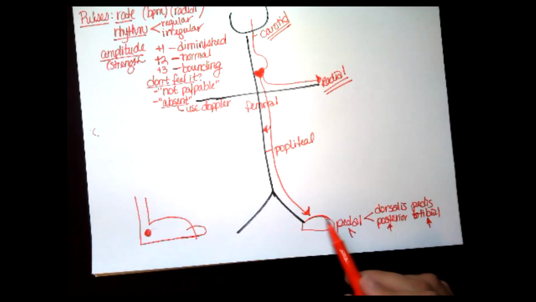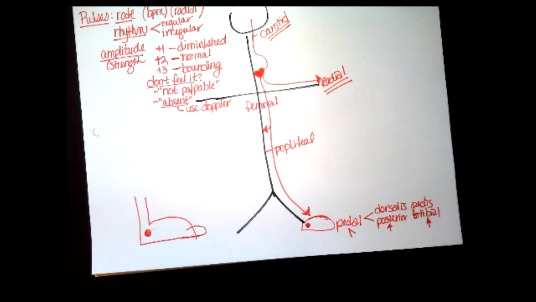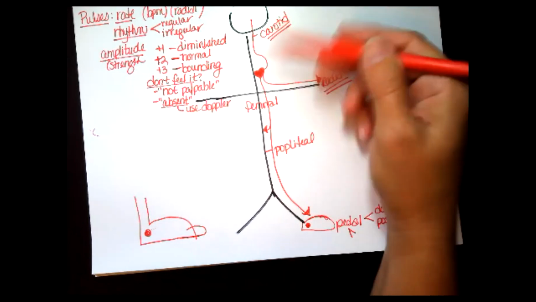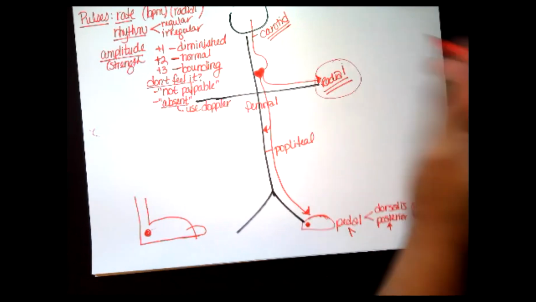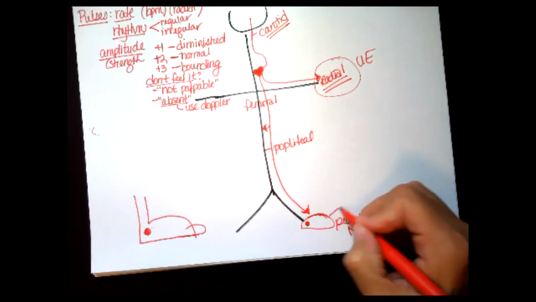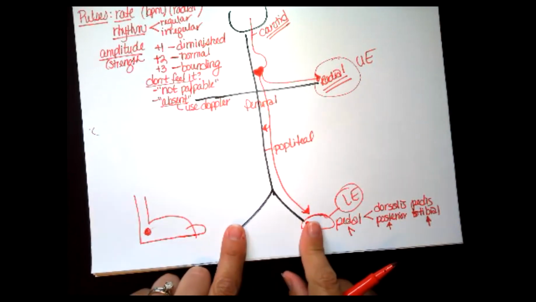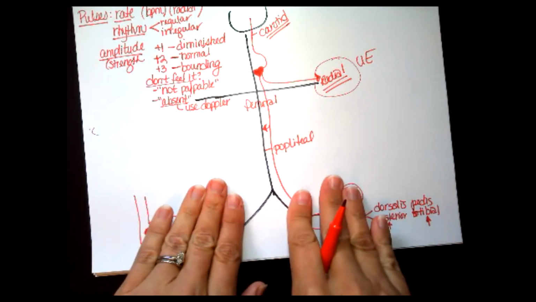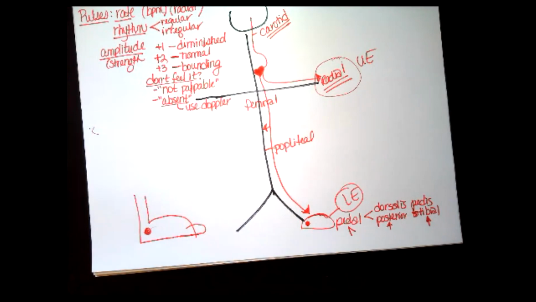So dorsalis pedis is on the top, posterior tib is on the inner aspect behind that ankle bone. You can check all of them, but really for upper extremity, you're going to check radials. For lower extremity, you're just going to check the two pedals, and you check them bilaterally. So I'll have my hand on both of their feet at the same time, feeling for the rhythm and the amplitude. So those are pedal pulses. Questions on that?